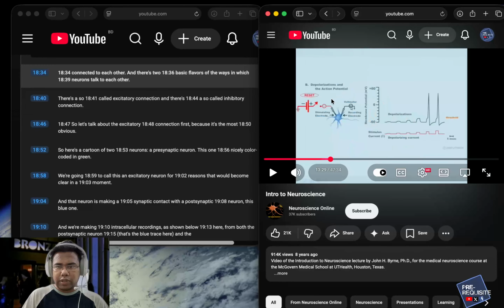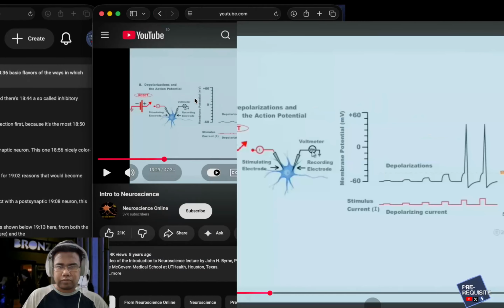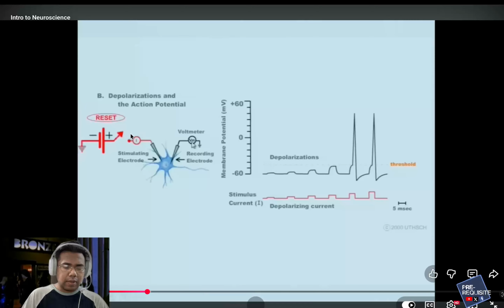And we have also seen how we can induce a signal electrically using a battery and a stimulating electrode. We are stimulating here. I have a few questions. Number one, why is there a positive sign here, and how are we inducing it? And we are recording with the electrode. I think we're getting a voltage and depolarization.